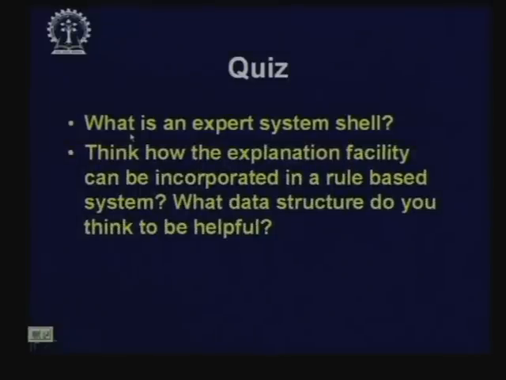So, to conclude, let me give you a small quiz to deal with. Try to answer what we have already discussed: what is an expert system shell? And the second problem I am just leaving to you, it is really challenging. If you have understood what is forward chaining and what is backward chaining, think how an explanation facility can be incorporated in a rule based system.